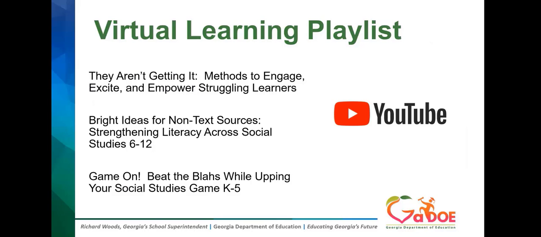The next session you see is Bright Ideas for Non-Text Sources, Strengthening Literacy Across Social Studies, 6 through 12. Again, this session was geared for 6th through 12th grades. However, there's also powerful information that you could use, I believe, for any grade level. The last one that you see is Game On, Beat the Blahs while upping your social studies game. This session was intended for a K-5 audience, but again, there are many things in this session that you could use for students of all ages.